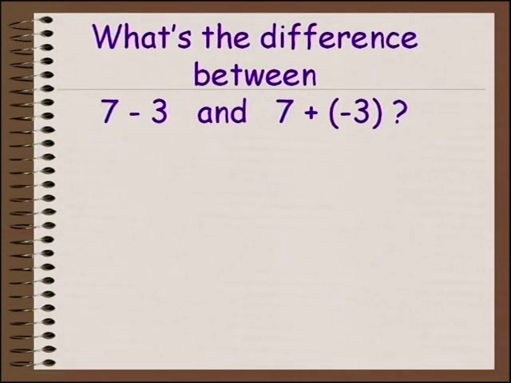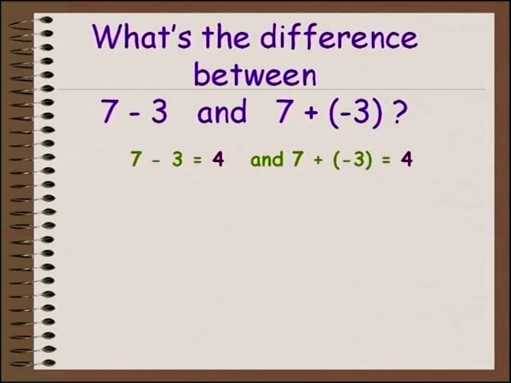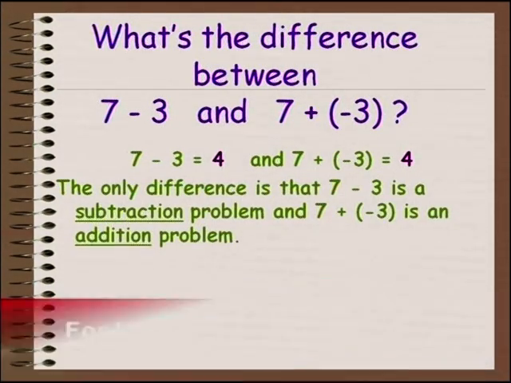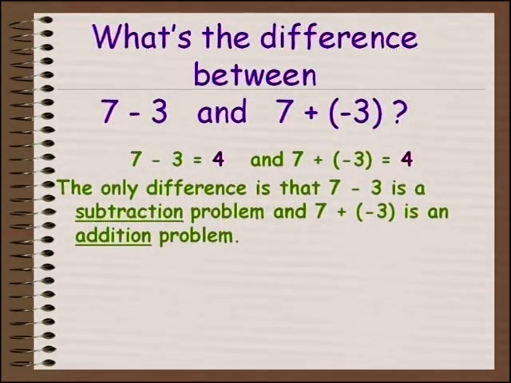Generally we are using it. What is the difference between 7 minus 3 and 7 plus minus 3? Can you say? Here we have given 7 minus 3 and 7 plus minus 3. Can you tell me the difference? See, 7 minus 3 is 4 and 7 plus minus 3 is also 4. Clear? So the only difference is that 7 minus 3 is a subtraction problem and 7 plus minus 3 is an addition problem. So both are the same, the operations are different.